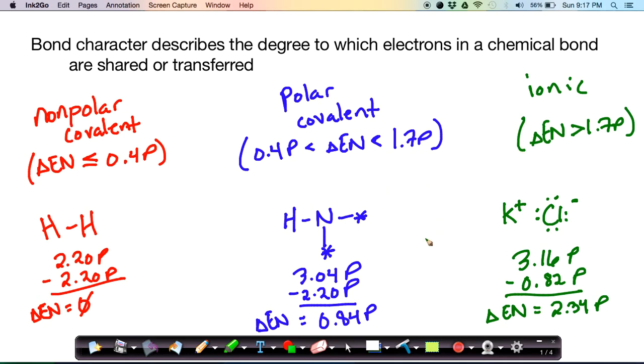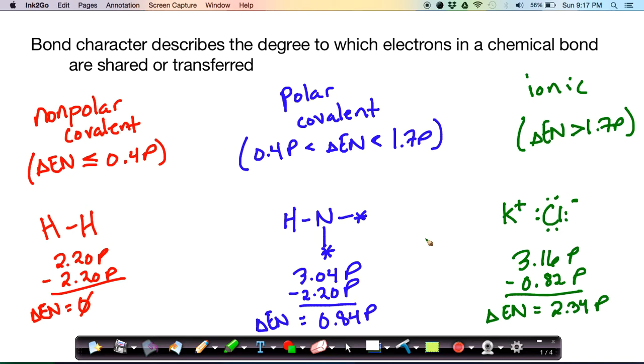Now, you could make an argument for some categories that are intermediate between these three examples. So we could say things like mostly covalent or mostly ionic. But for the most part, in describing bond character in honors chemistry, we're going to stick to these three classifications. And we're going to quantify them, as I have shown here, with nonpolar covalent bonds having an electronegativity difference less than or equal to 0.4 Pauling, polar covalent bonds being somewhere between 0.4 and 1.7 Pauling, and then an ionic bond having an electronegativity difference greater than 1.7 Pauling. So that's the guideline that we're going to use to classify bond character.